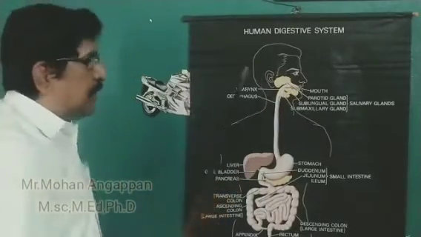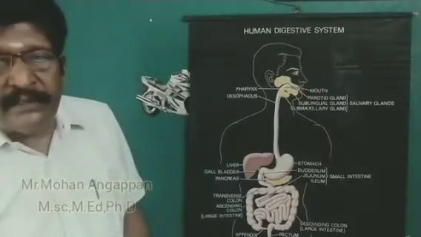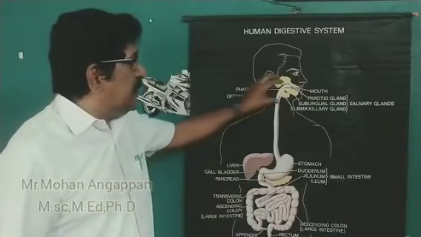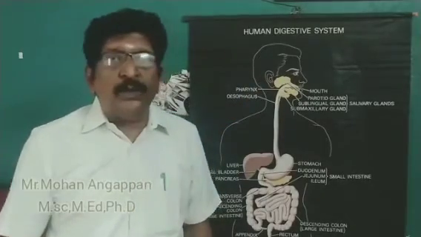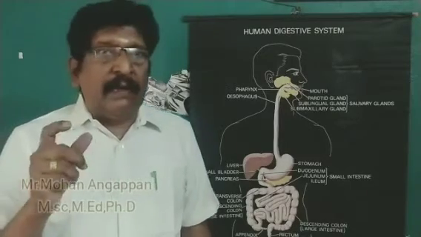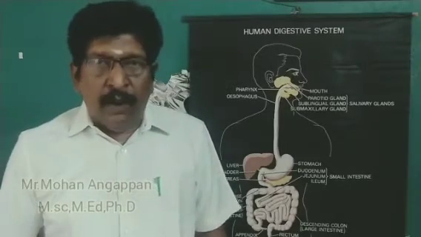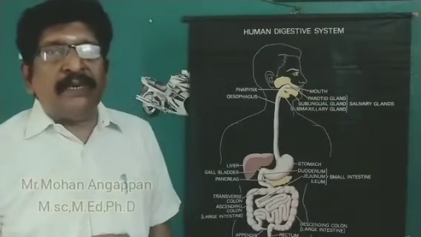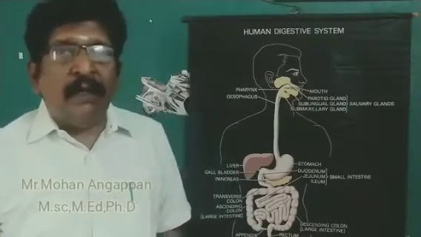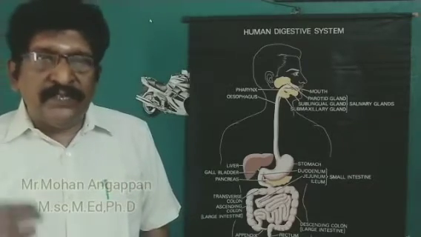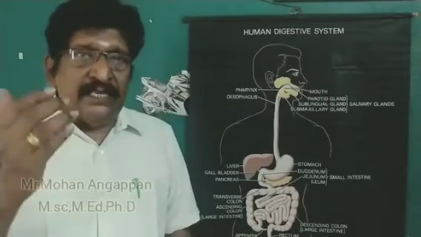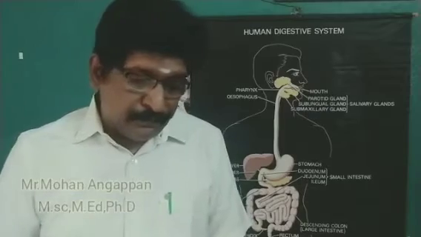The buccal cavity contains the tongue and teeth. These two are important in the buccal cavity region. Number one, the tongue, and number two, the teeth. The tongue is a freely movable muscular organ. Do you know what type of muscle it is made of, smooth muscle or skeletal muscle? It is made up of skeletal muscles. That's an important MCQ.